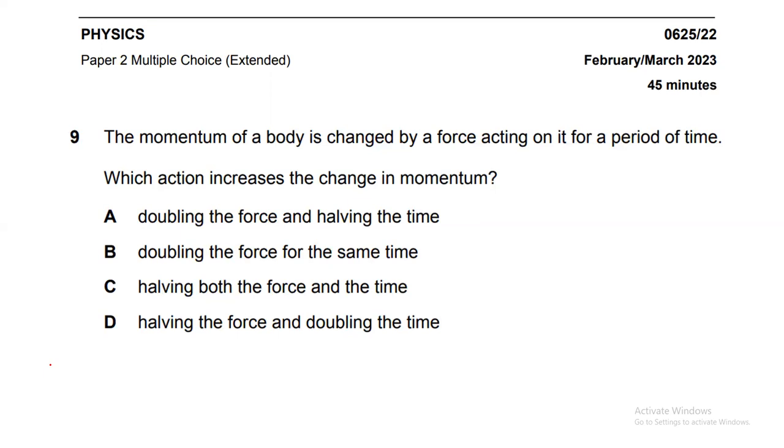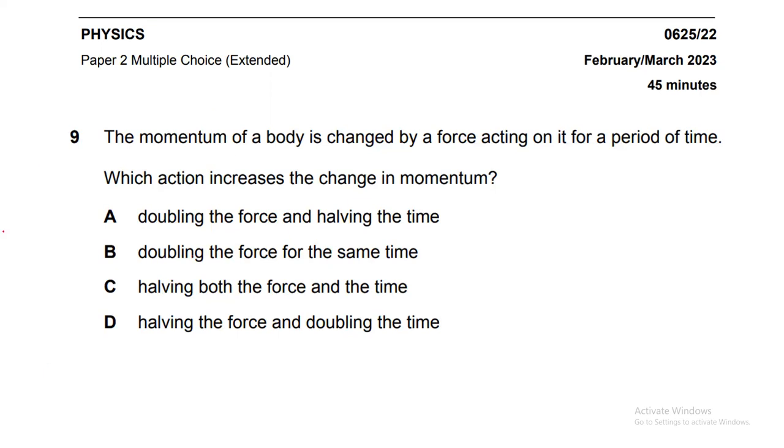A option is doubling the force and halving the time. So if you double the force and halve the time, because the change in momentum is equals to F multiplied T, the result will still be the same. B option is doubling the force for the same time. Yes, here. If you double the force and you keep the time of that force the same, then the change in momentum will become double. So halving both the force and the time, no. Halving the force and doubling the time, no.